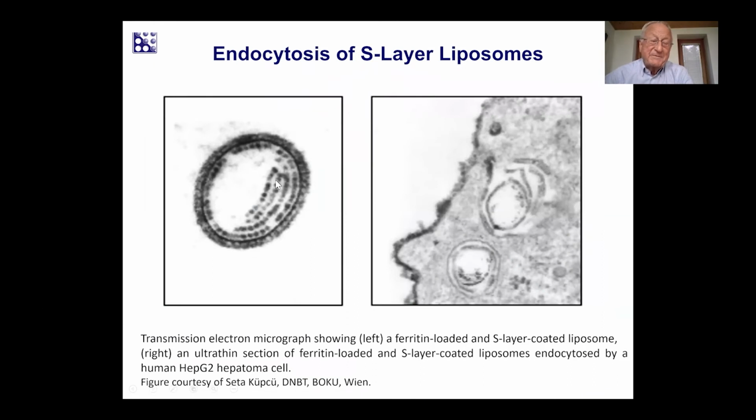This is just another example. Here we entrapped ferritin in a liposome, because ferritin is easily recognized in thin sections due to the strong electron scattering power. And here we have the ferritin taken up by HepG2 cells.